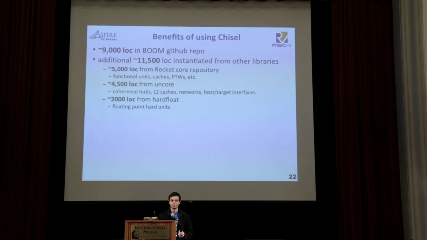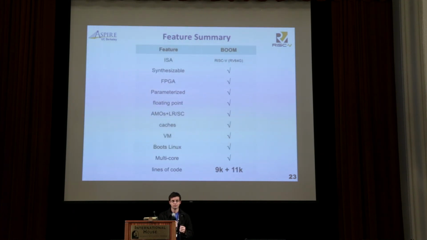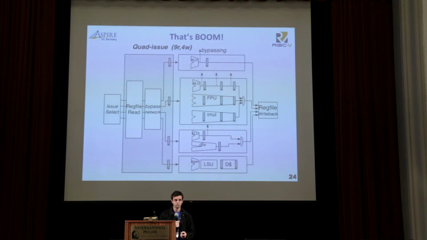So this is something that one person can understand, which is pretty cool. And as a summary of the Boom features, this is, again, the full RISC-V RV64 ISA, synthesizable on an FPGA, parameterized, floating point units, caches, virtual memory, can boot Linux, and with the Rocket SoC generator, you can easily make this multi-core, and it understands that. And it was 9,000 lines of Boom code, 11,000 lines of Rocket SoC code. So that's what Boom is.